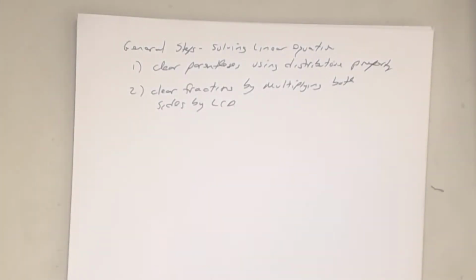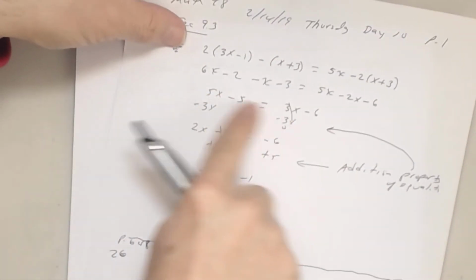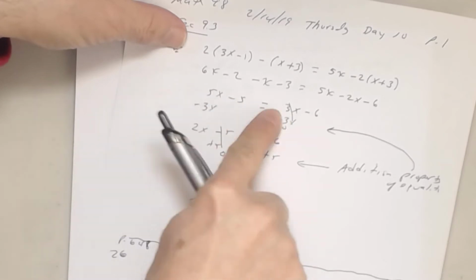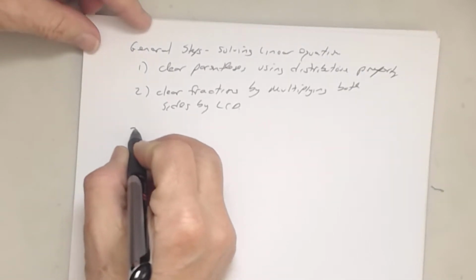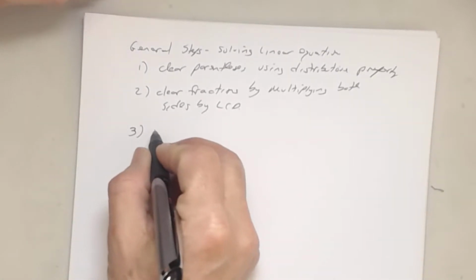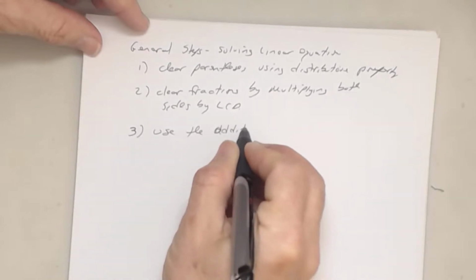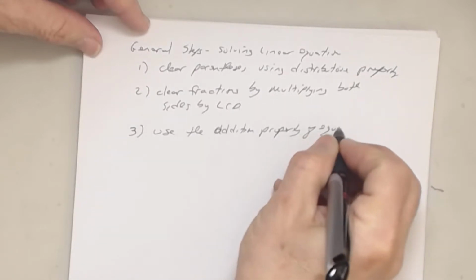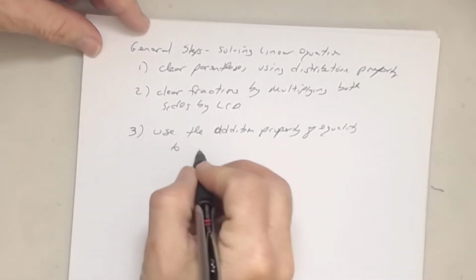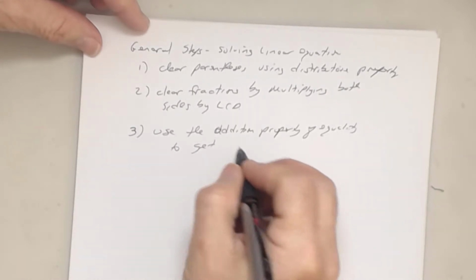Now, once you do that, it's going to look like this. So then I'm going to write: use the addition property of equality. So the third step would be to use the addition property of equality to get the variables to one side, constants to the other.